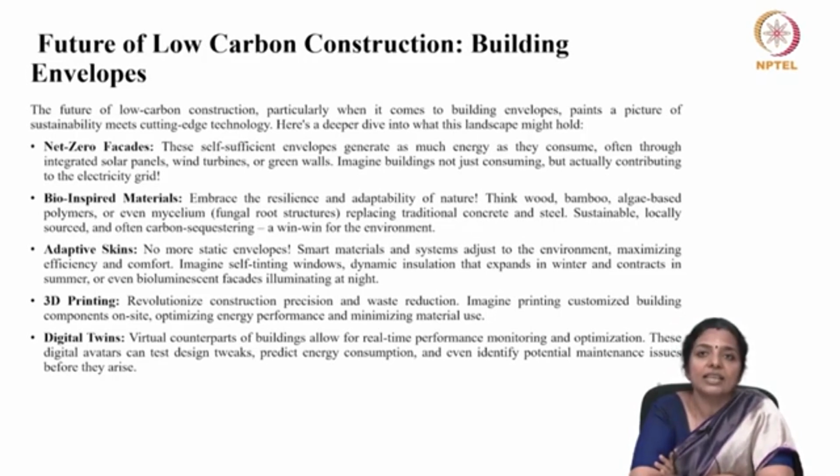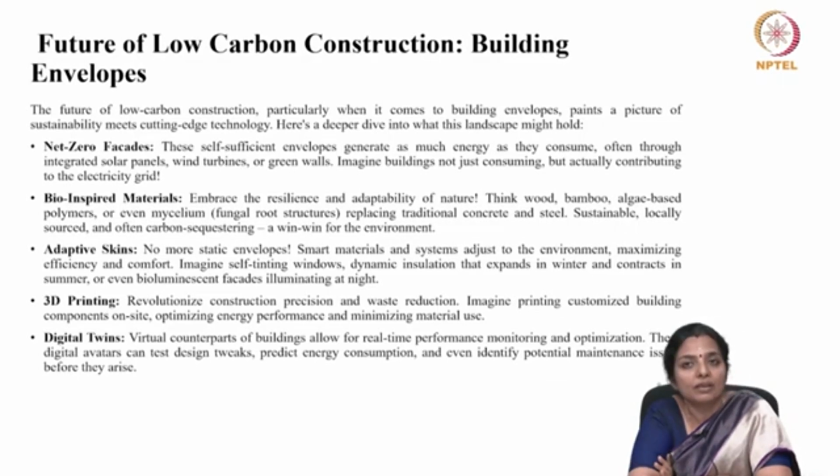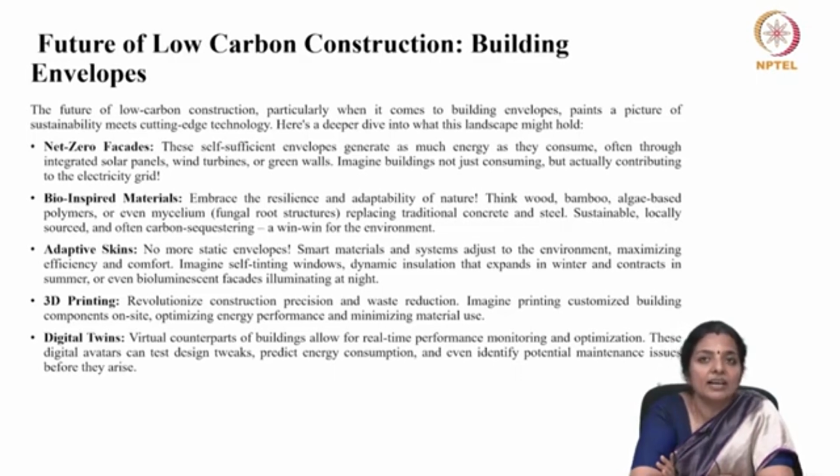Dynamic insulation that expands in winter and contracts in summer. It is a system and not specific only to a particular material. And if that happens, one would get the maximum amount of solar radiation when needed, and it could protect the building from solar radiation during summer. Having bioluminescent facades can illuminate the building at night, thus reducing the load on electricity.